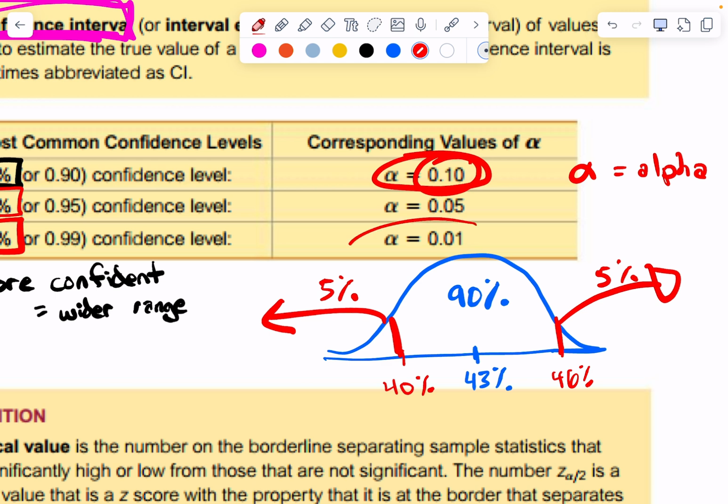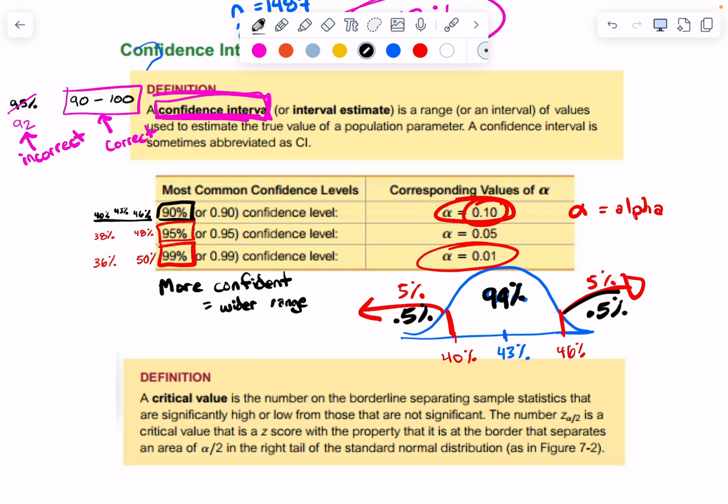If I was doing a 99% confidence, that means 99% lives here, and only 0.5% would be here and 0.5% would be here. We'll get into that more later. You're not going to understand what that means now really too much. Good?